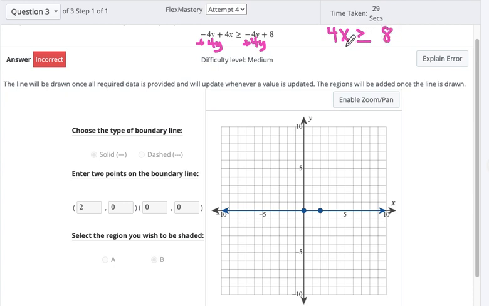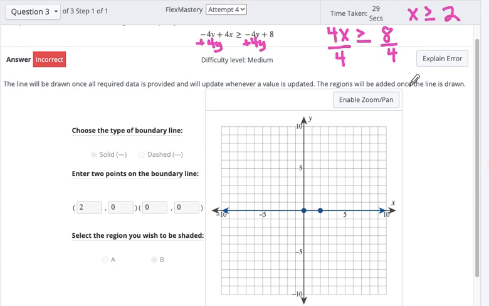Okay, but I want to isolate x. So here, the 4 is being multiplied by the x, so I do the opposite. So I divide both sides by 4. And then 4 divided by 4 is 1. 1 times x is just x. And then x is greater than or equal to 8 divided by 4, which is 2.